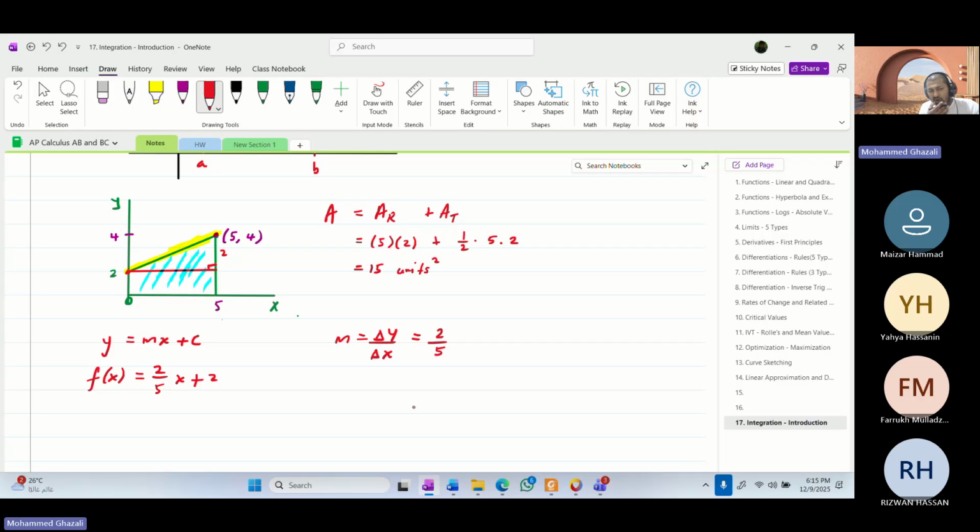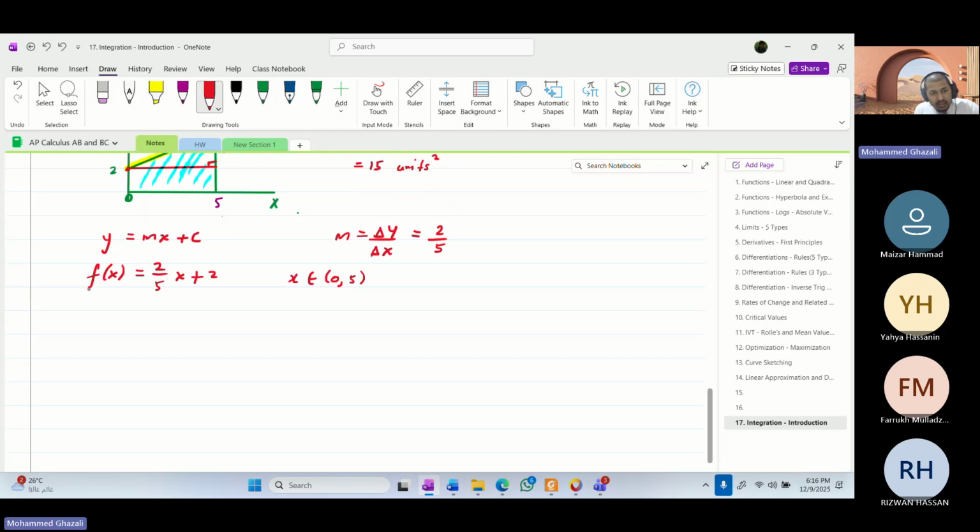If you don't have the y-intercept, then you need to put the equation in slope-intercept form or point-slope form, and then you can get the value for c. You know how to do that. Now, remember, x values are drawn from 0 to 5. I want to find the area from 0 to 5.